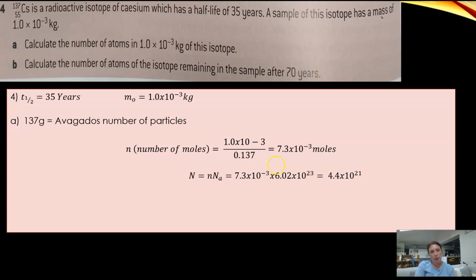So the number of molecules you're going to have, N, will be equal to the number of moles, which you've figured out here, times Avogadro's number. So if this number here was 1, you would have Avogadro's number of molecules. But it's not, we've got less than a mole. So we're going to do 7.3 times 10 to the minus 3 times 6.02 times 10 to the 23. And that gives me 4.4 times 10 to the 21 atoms. So that's how many I initially have.